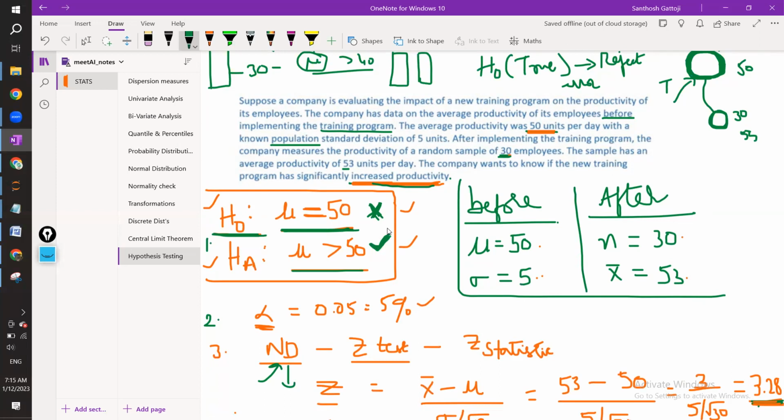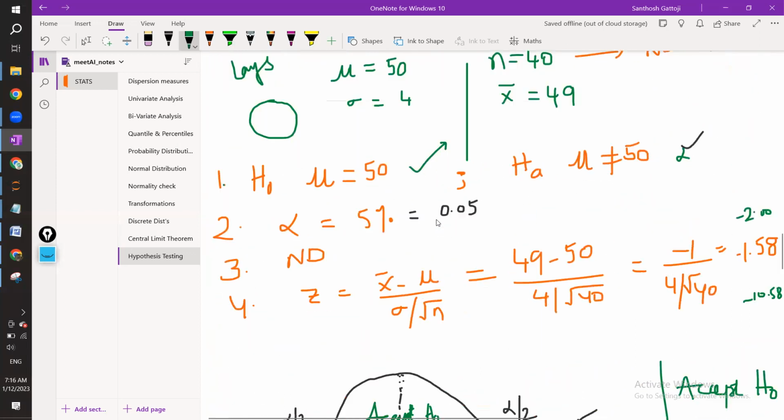But if someone gives me the overall picture and says, hey, actually your null hypothesis is false, but you have accepted it, or it is true, but you have rejected it, then that is an error. Is that clear, everybody? Yes. Yes, sir. Okay, perfect.